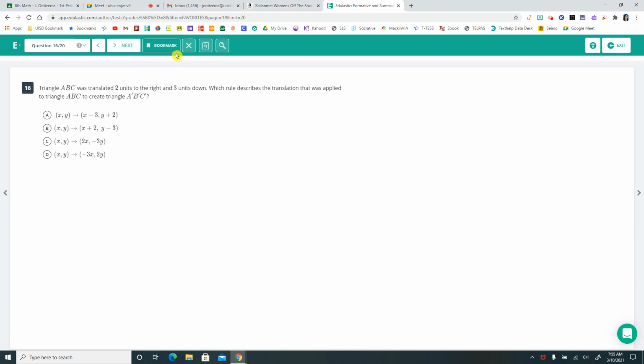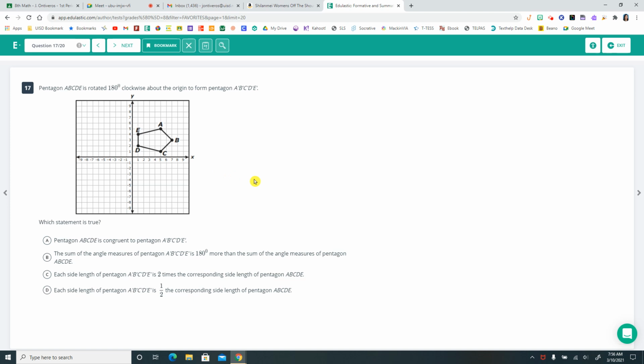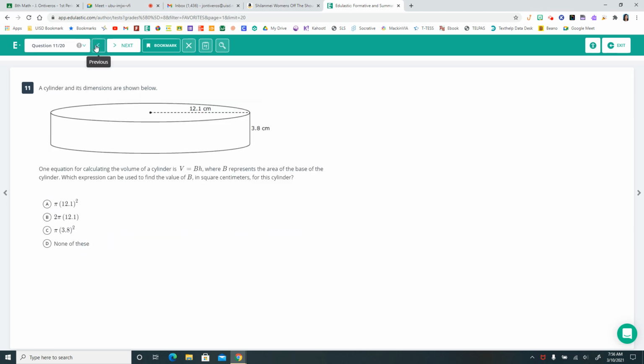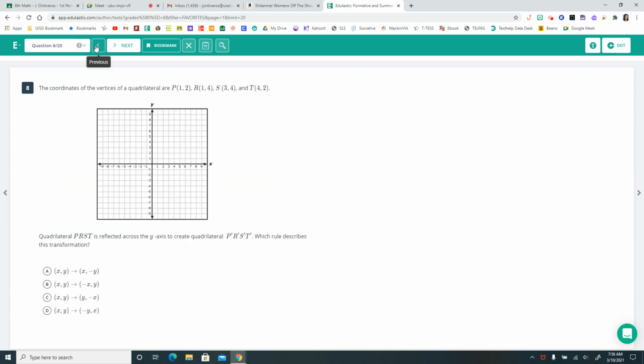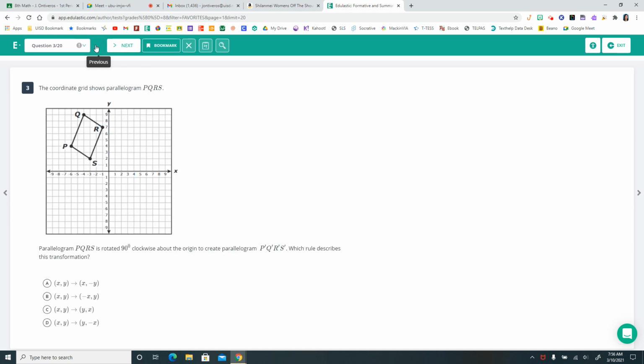This one is easy. You're just going to choose the best answer. Translation 2 units to the right and 3 units down. To the right means to add, down means to subtract. Okay, so here we have rotated 180 degrees. Please go back to the previous number on rotation. So you're going to have to go back to the notes that we did over here for number 3. Okay, so just go back to the video and do that.